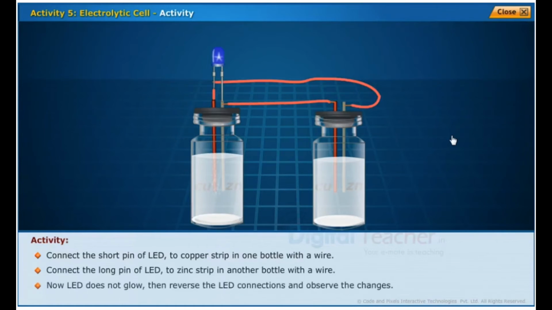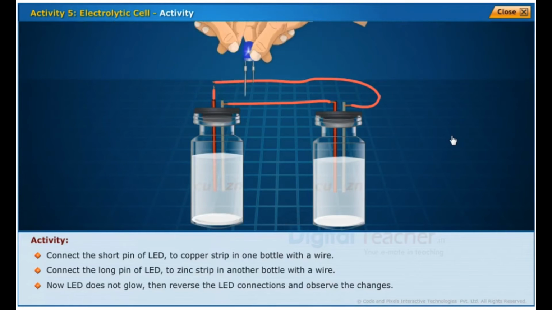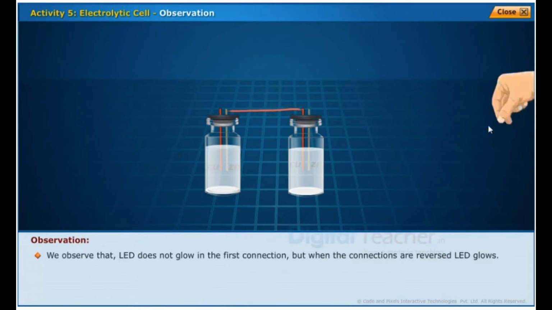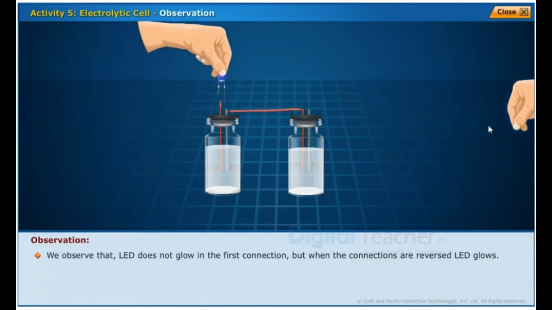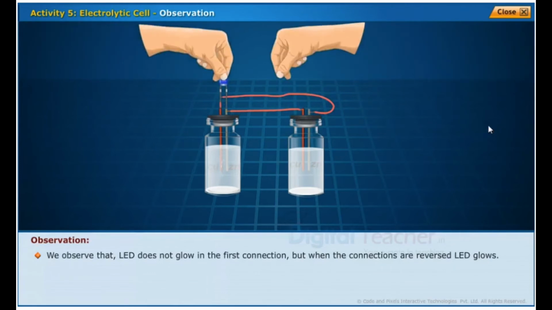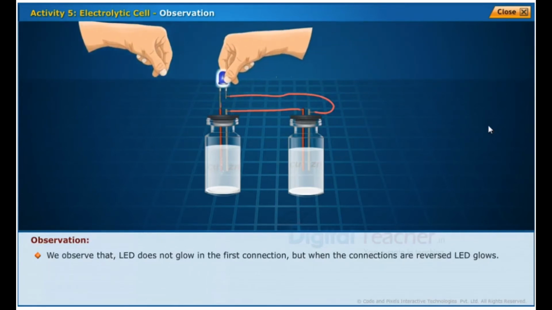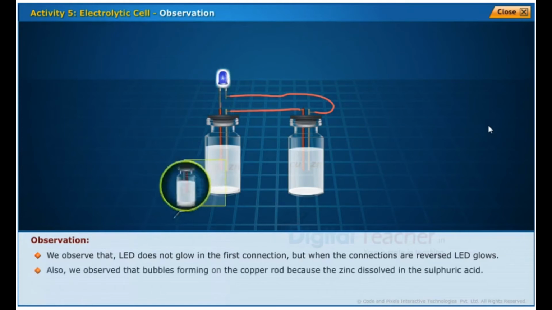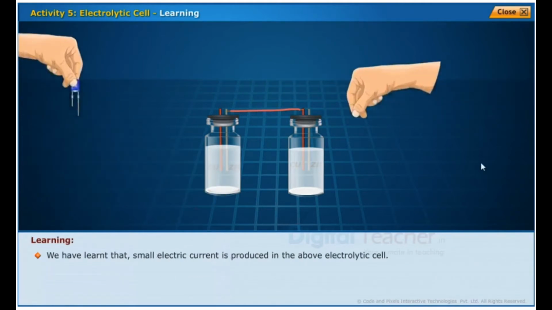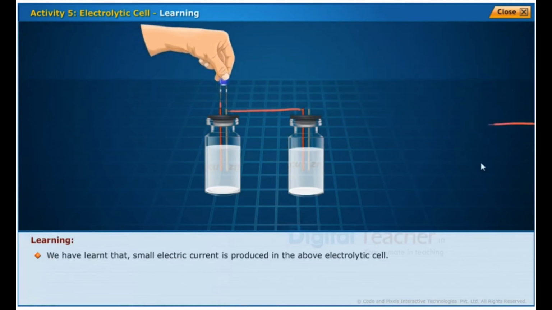Now LED does not glow. Then reverse the LED connections and observe the changes. We observe that LED does not glow in the first connection, but when the connections are reversed, LED glows. Also, we observe that bubbles form on the copper rod because the zinc is dissolved in the sulfuric acid. We have learned that small electric current is produced in the above electrolytic cell.